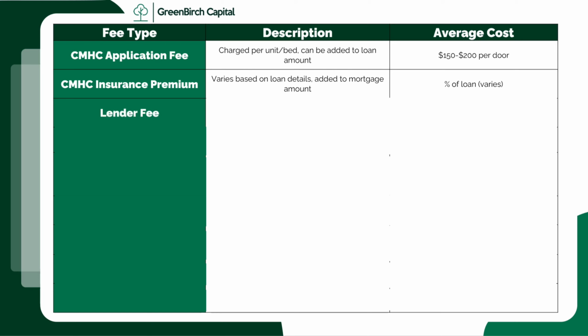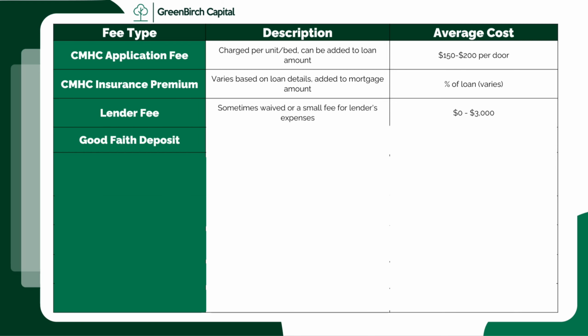Next, let's talk about financing fees. There are 2 main types of financing fees: lender fees and broker fees. Lender fees are often waived entirely based on us obtaining the certificate of insurance from CMHC directly. However, there can sometimes be a nominal fee of between $1,000 to $3,000, depending on the location, to cover the lender travel expenses.